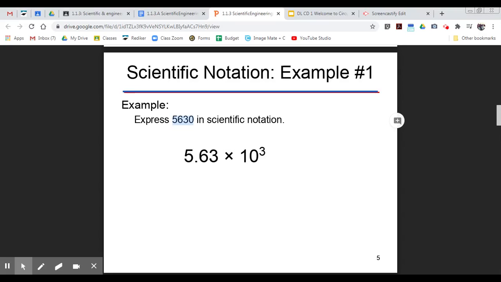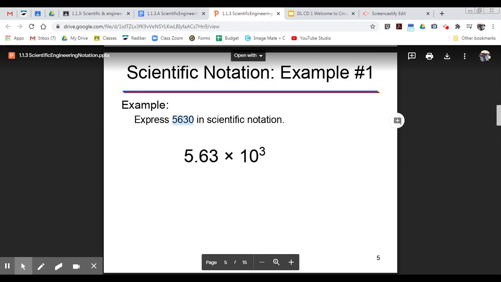Today we're going to review scientific notation, learn engineering notation, and then SI prefixes.